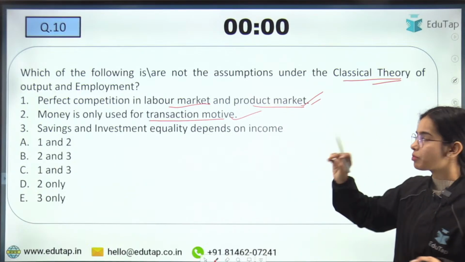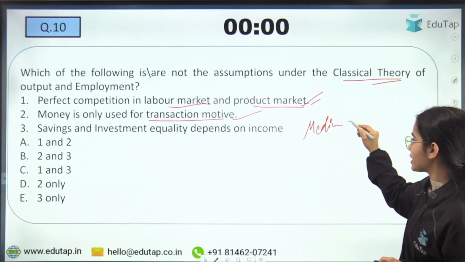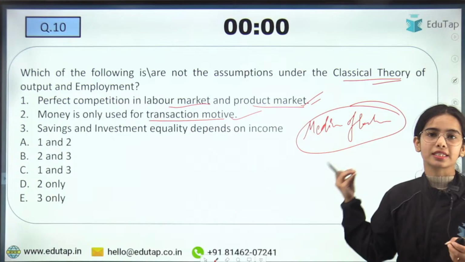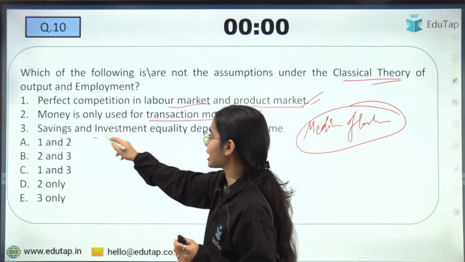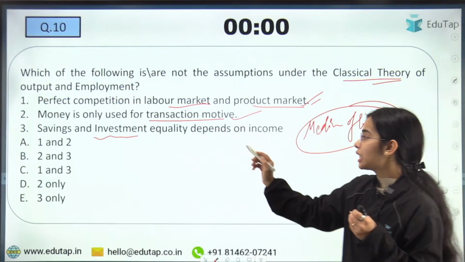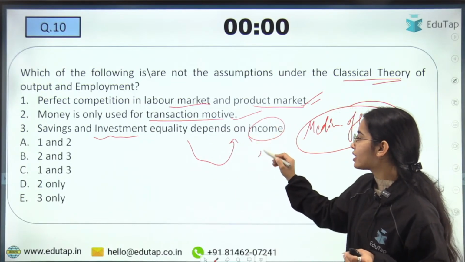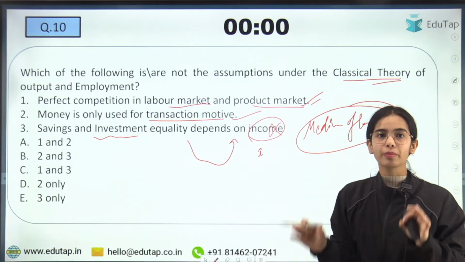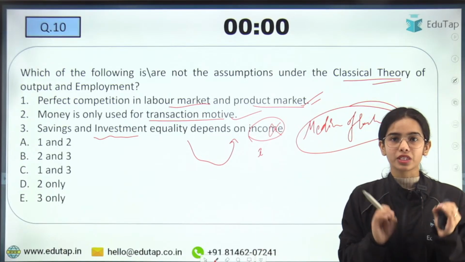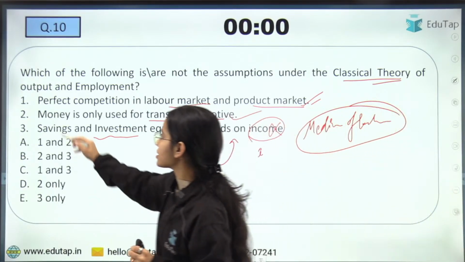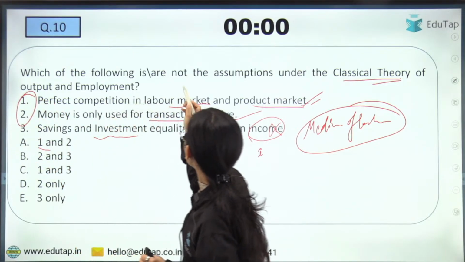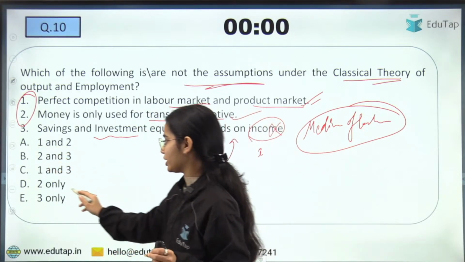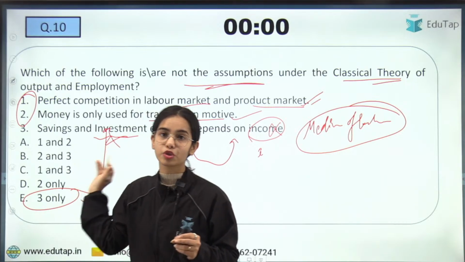The classicals believe that money is only used as a medium of exchange. So money is only used for the transaction motive. Now savings and investment, as per the classical theory, the saving and investment equality is dependent upon the interest rate, not the income. So the first and second statements are actually correct. The third one is wrong because the saving and investment equality depends upon the interest rate and not income. Here you have to find which of the following is not the assumption, so the answer will be 3 only, the third statement, is not the assumption of the classicals.